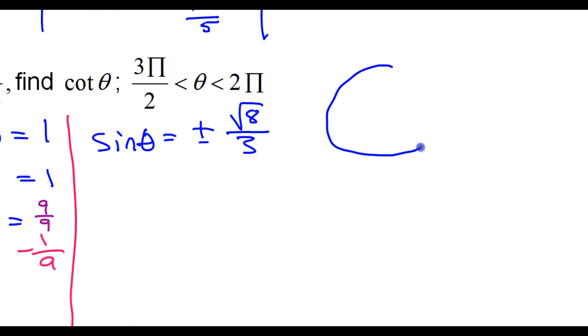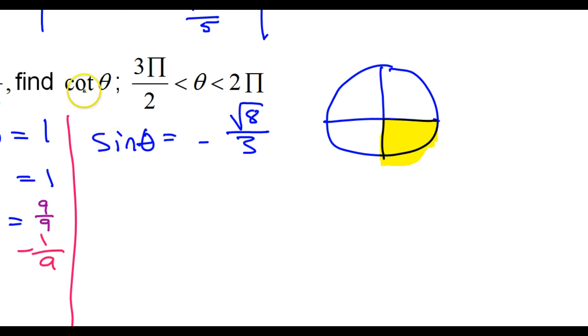Now, if you look at a diagram of my unit circle, it says between 3 pi over 2 and 2 pi. So here's 3 pi over 2, here's 2 pi. So we are definitely talking about the fourth quadrant. And in this quadrant, the sine function is negative because on the unit circle, sine is the y value, and y values are negative below the x-axis. So we now know that it's going to be the negative version.